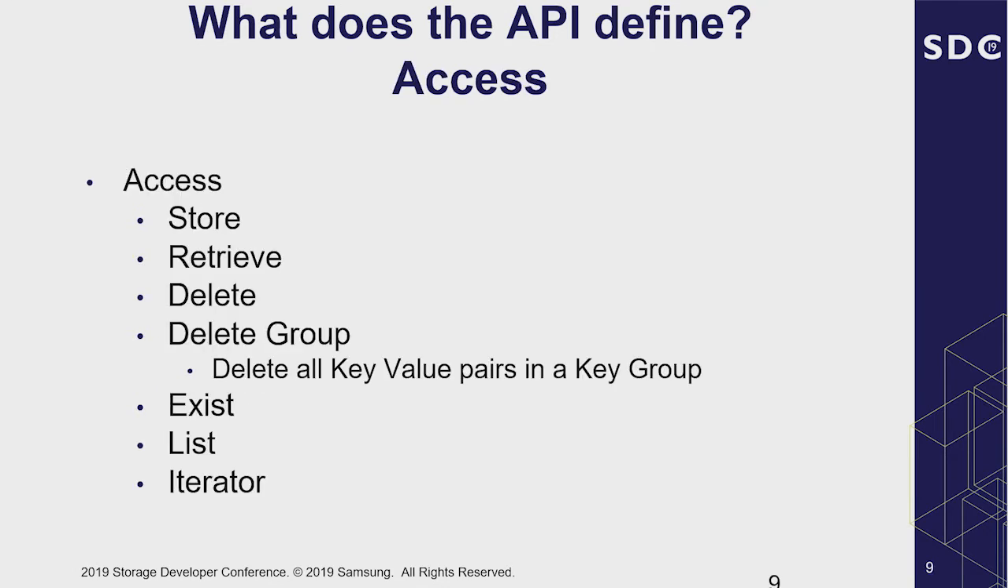So then what does the API define in terms of access? It defines a store operation, which is fairly simple. You store a key value pair. It defines a retrieve operation where you retrieve a key value pair based on a key that you give to it. It defines a delete operation to delete a single key.